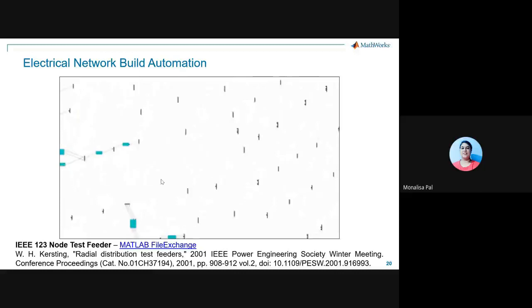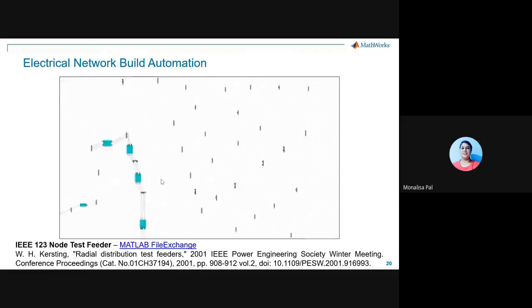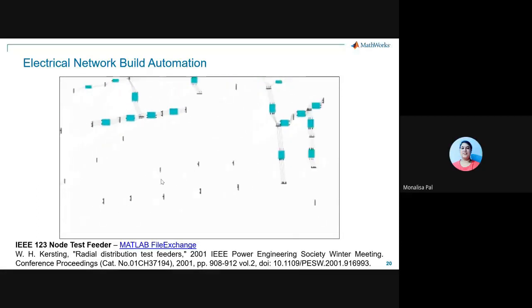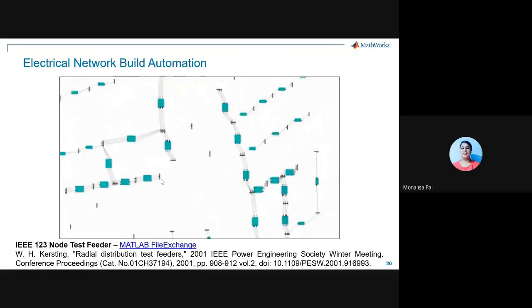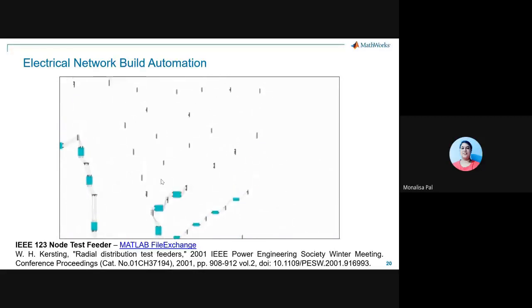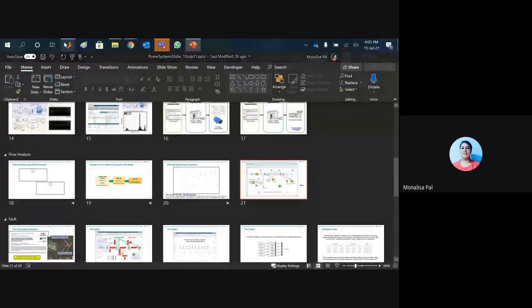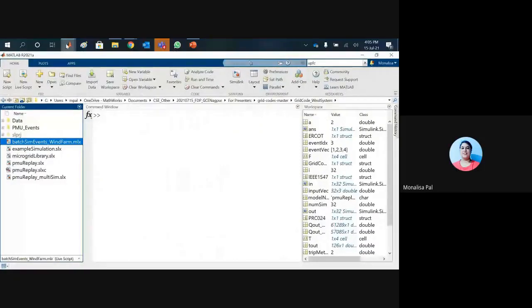So this file is also available in file exchange, and it is just a simulation of how this network is appearing when the automated build code is written and executed. While we are discussing this, let me open a small scale version of this and understand how we analyze the different load flow through this particular circuit. There are different inbuilt examples that could be executed.